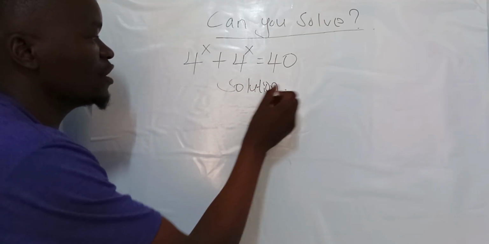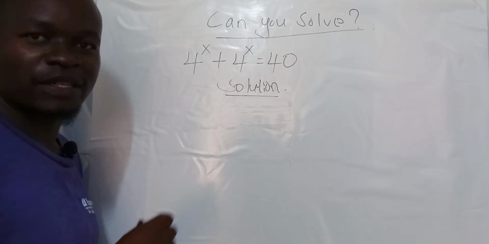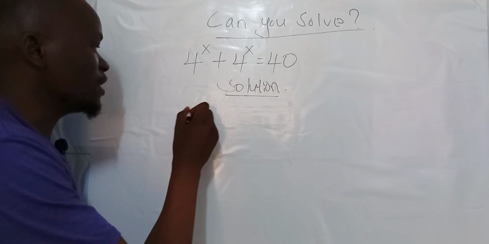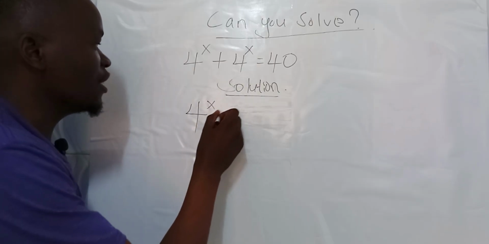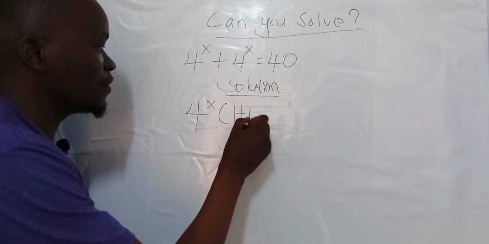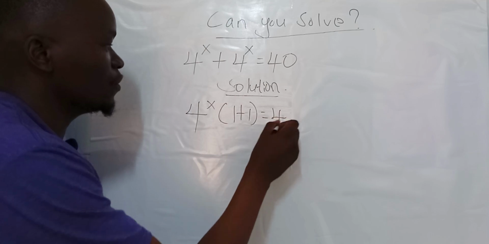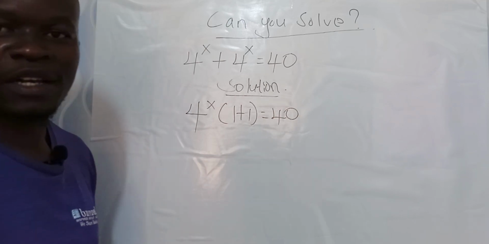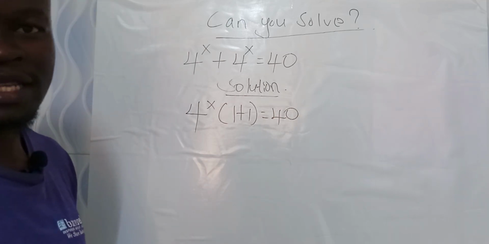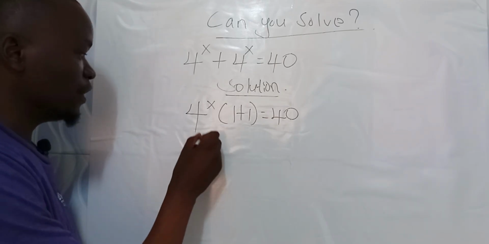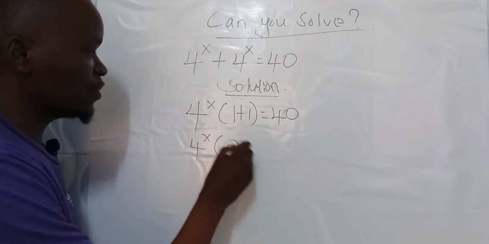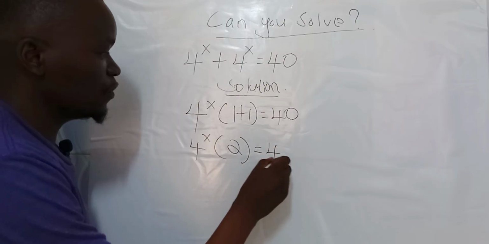In the solution to this maths problem, we need to factorize it. So when you factorize, we shall now have 4 to the power of x, into bracket 1 plus 1, is equal to 40. Then from there we shall work out the number inside the bracket. That is 4 to the power of x into bracket 1 plus 1, which is 2, is equal to 40.